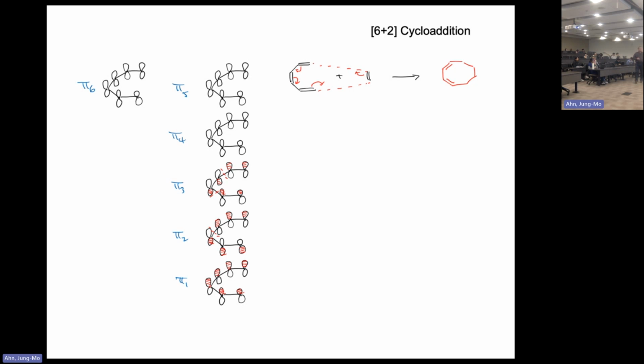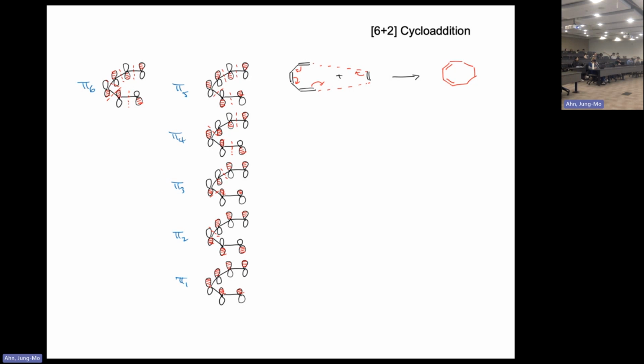And pi 4, we keep going with 3 nodes going down this way. And then pi 5 is going to have 4 nodes, and then pi 6 is going to have 5 nodes. Basically, at every bond you're going to have a node, so all the p orbitals are going to be out of phase with each neighbor. So those are the molecular orbitals we can create with the 3 double bonds.